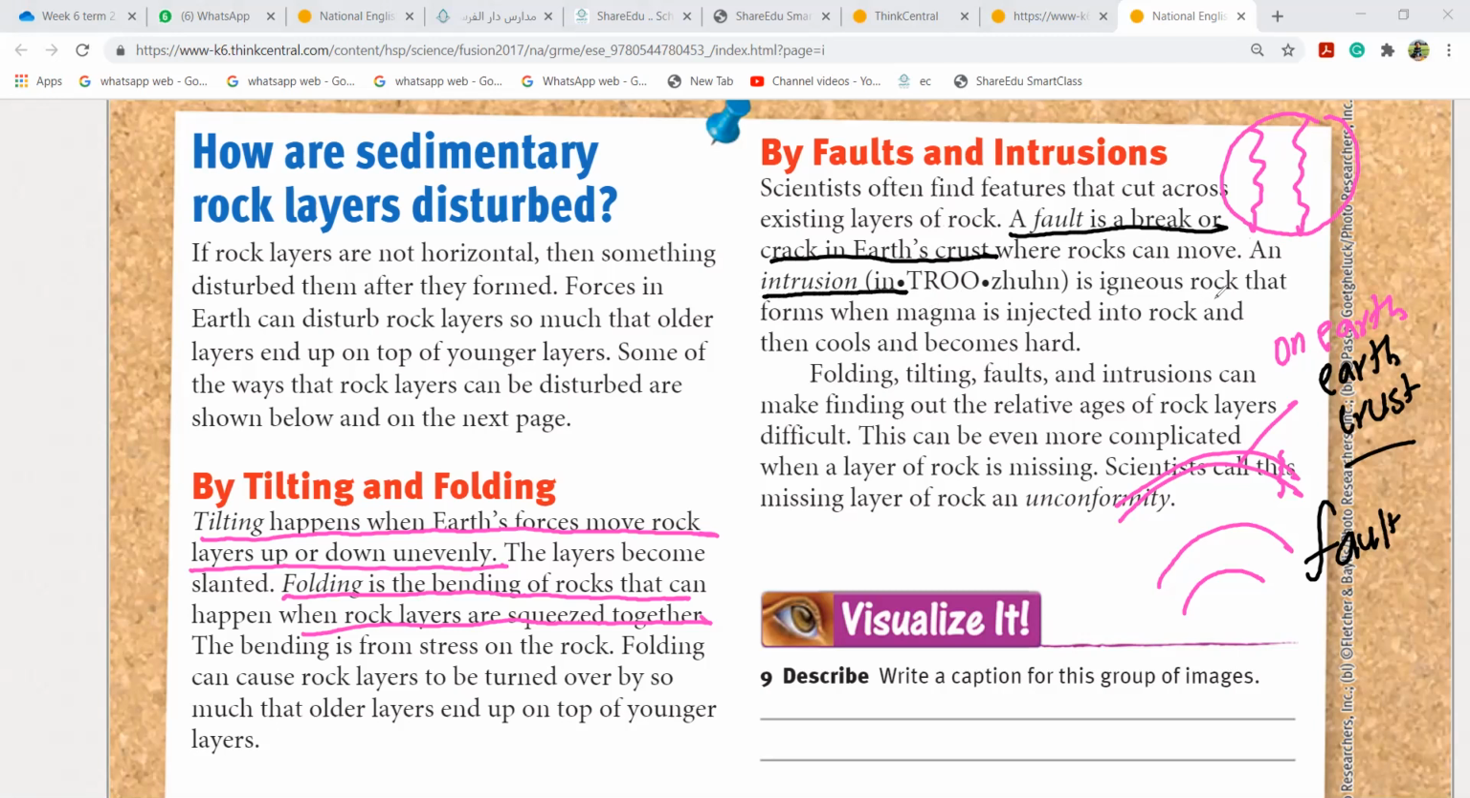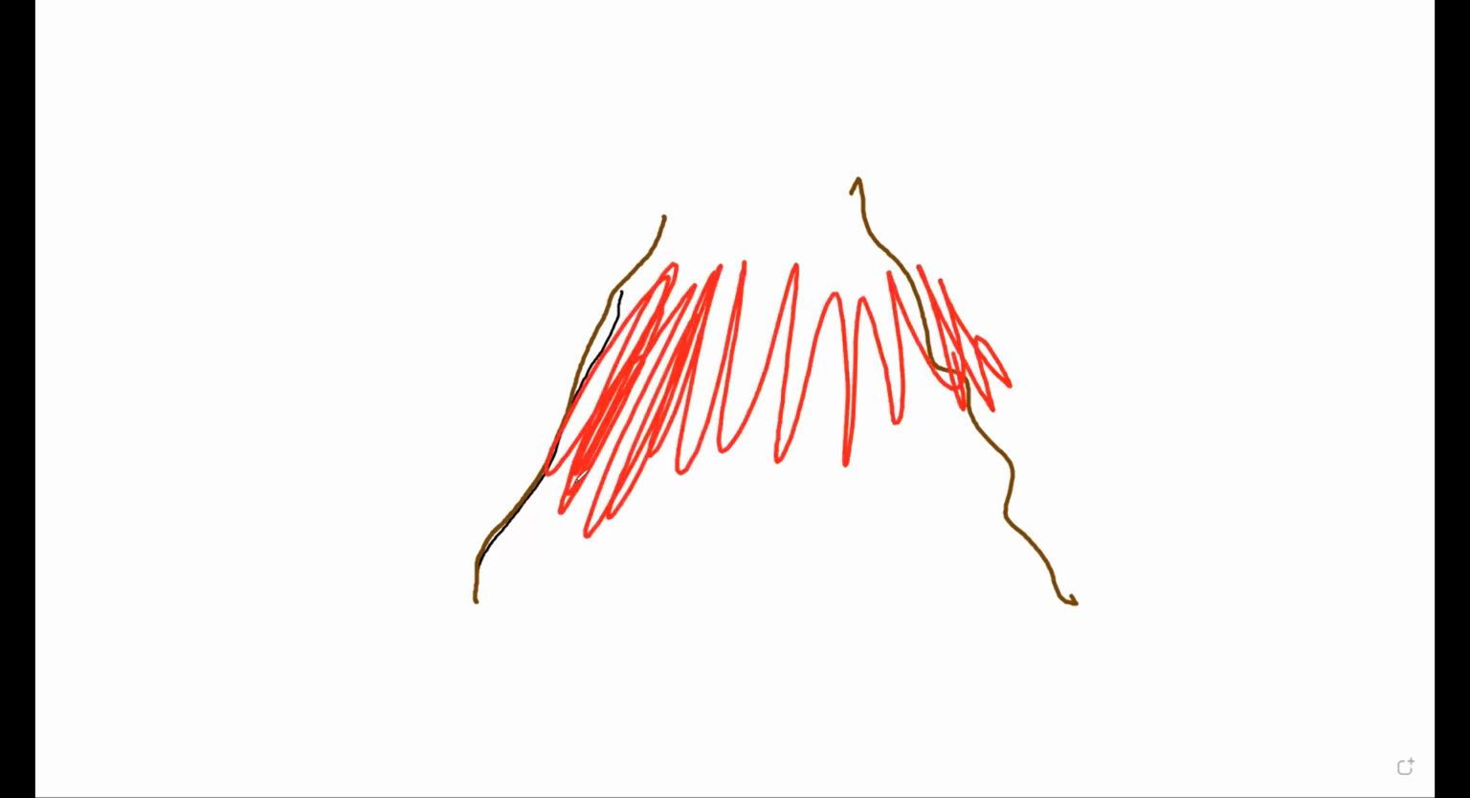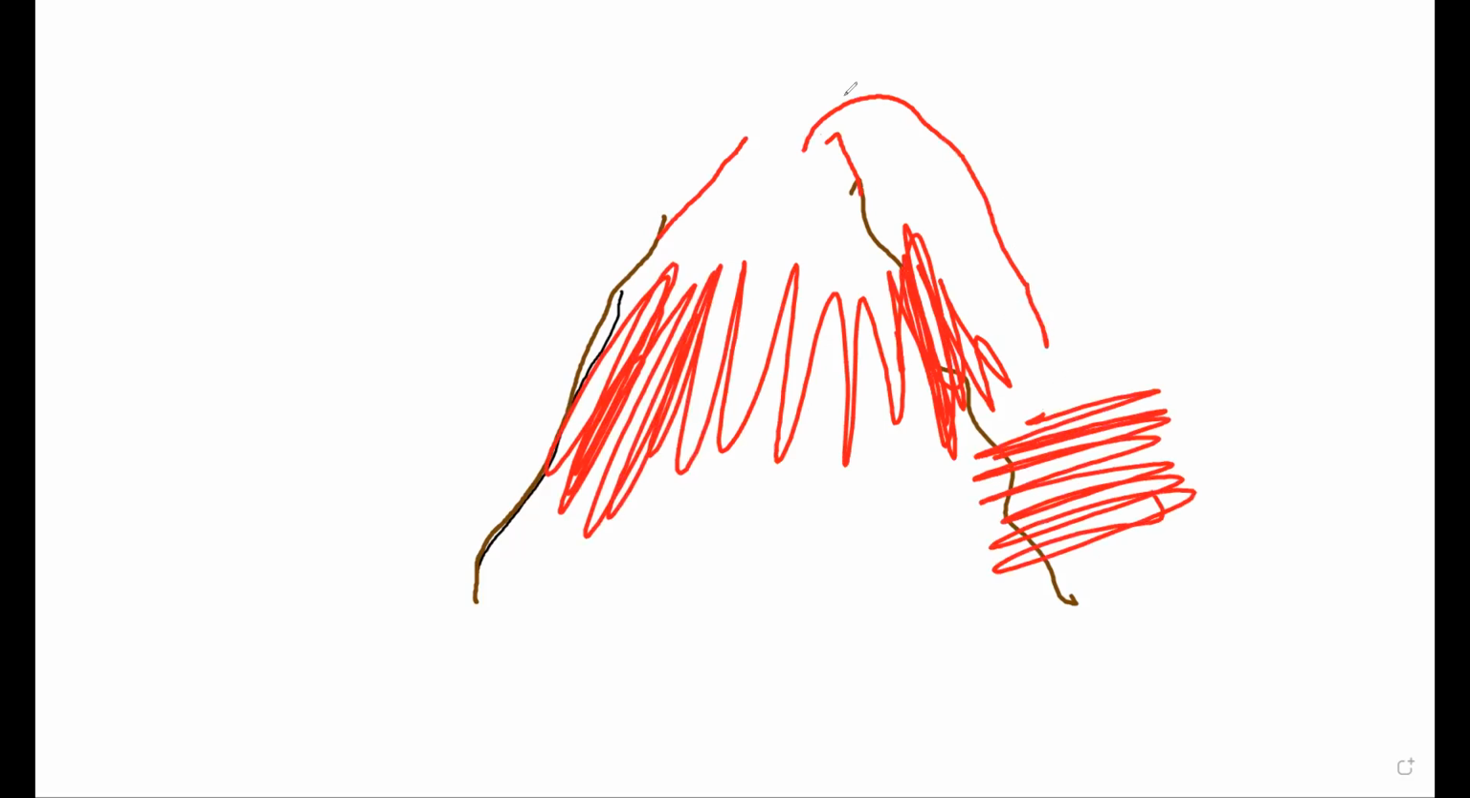An intrusion is an igneous rock that forms when magma is injected into a rock and then becomes hard. Okay, girls, see the white screen. This is the mountain. Where is magma? Who will tell me, where is magma? Magma is all inside. When it comes out, as I told you even last year, it becomes something like a shiny gray color later on. So this is all lava.